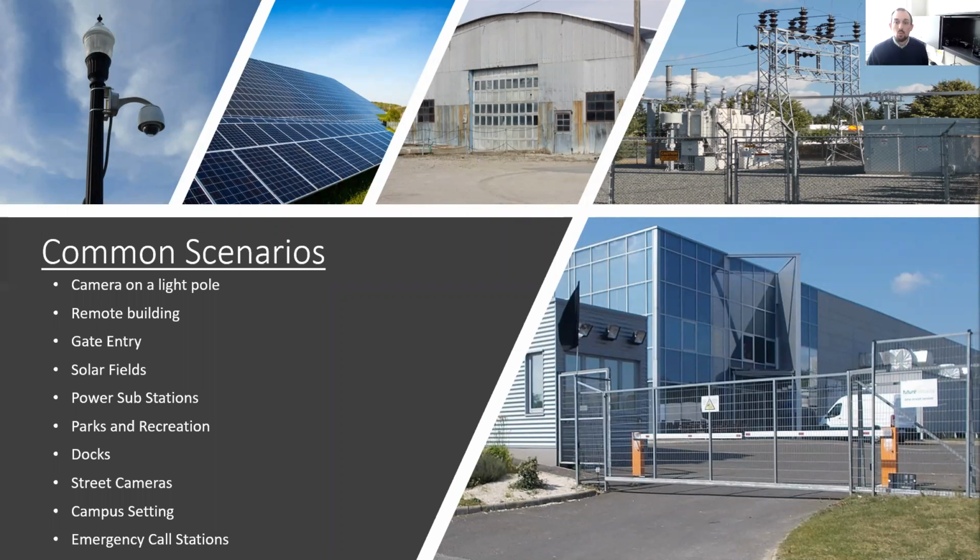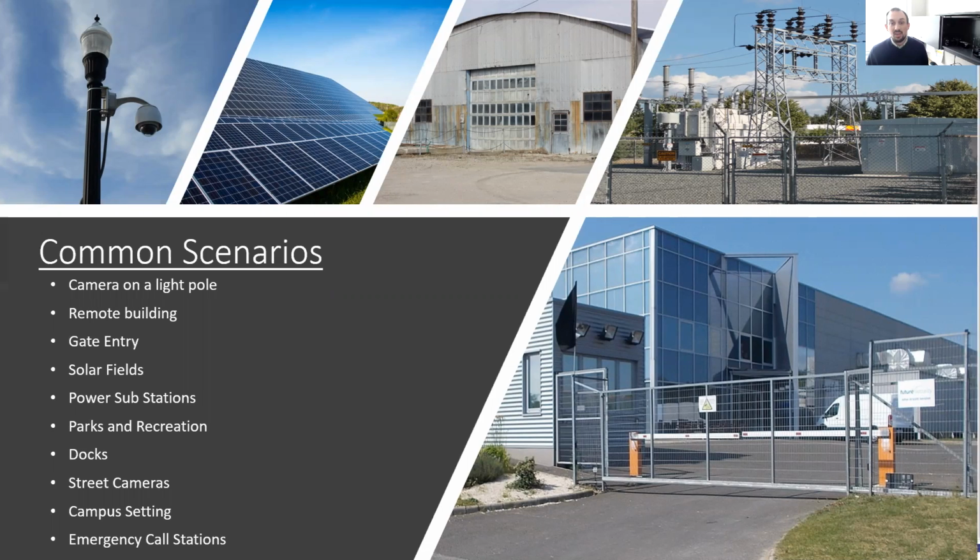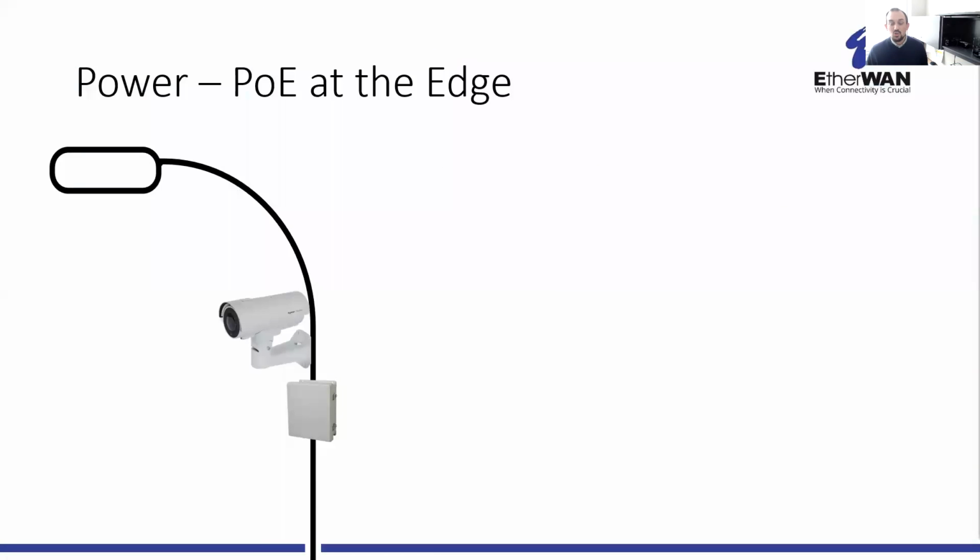To frame it up though, we'll start by focusing around what I think is a very common one for the average person on the call, a camera on a light pole. So when we want to put a camera in an edge scenario like that, I've got a pole in a parking lot perhaps, where I need to power that camera and get the video feed somewhere. Where do we start with our needs?